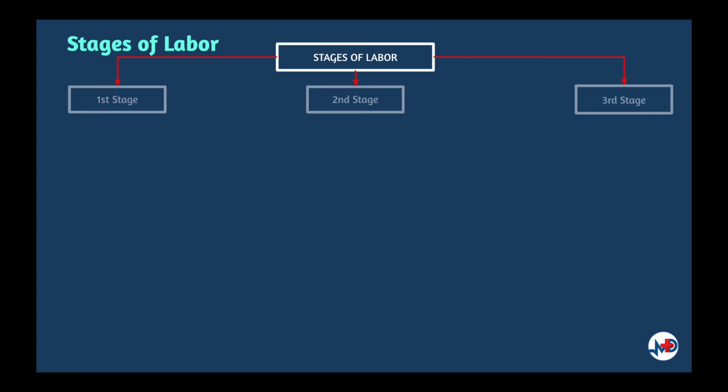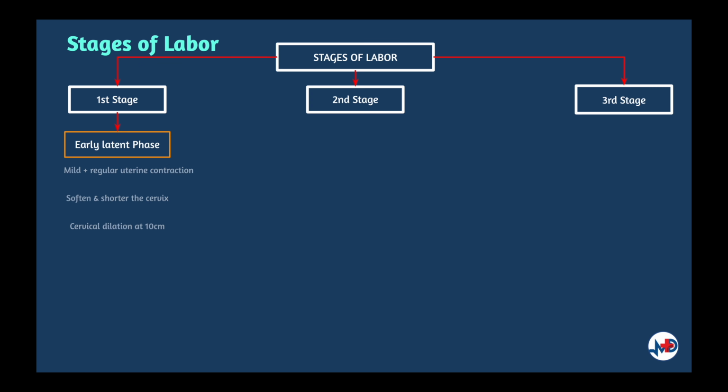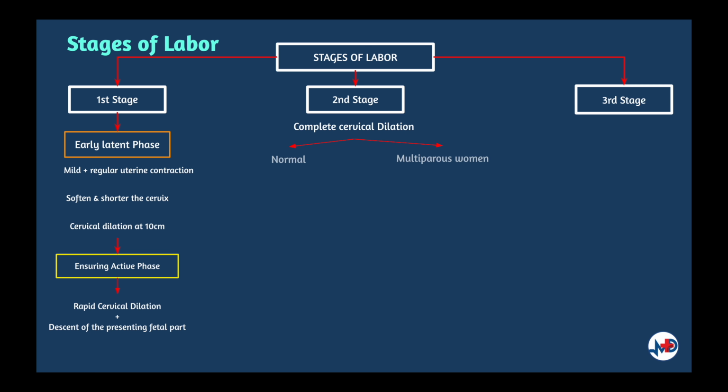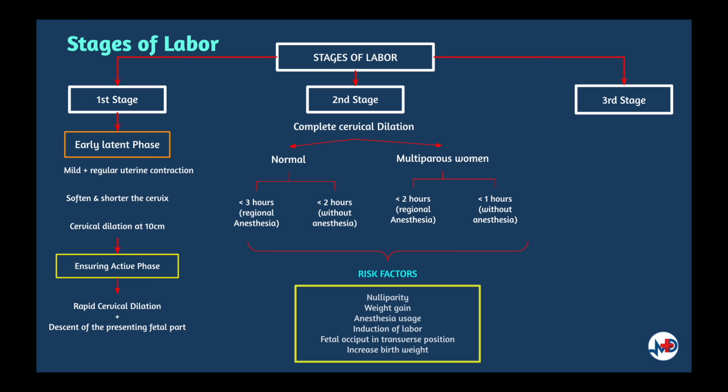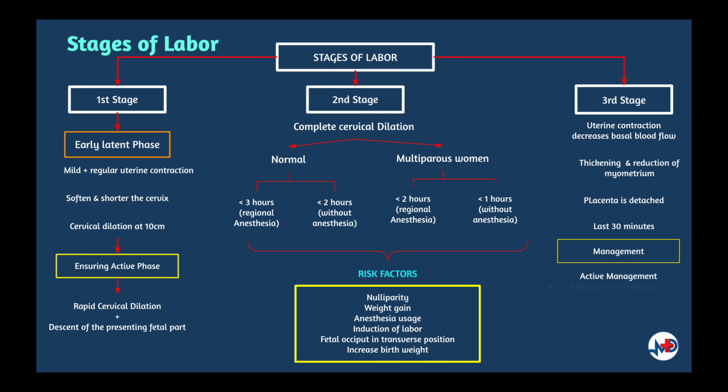Now, let's take a look at the stages of labor. Stages of labor are divided into 3 when there are no associated complications seen. The first stage of labor begins with regular uterine contractions and ends with complete cervical dilatation at 10 centimeters. It is divided into the early latent phase and the ensuing active phase.